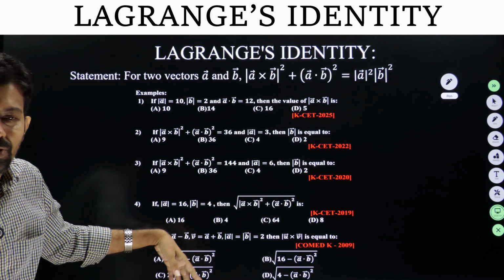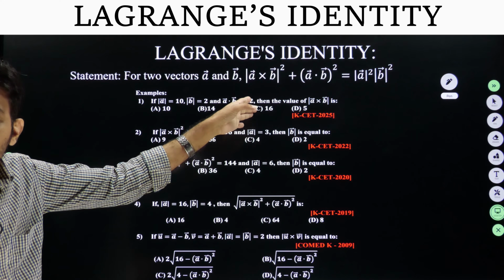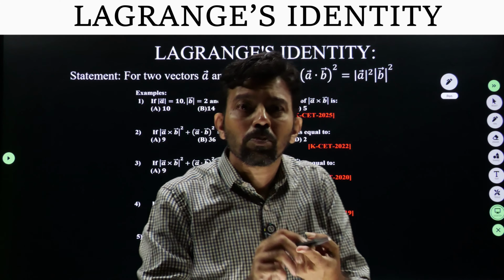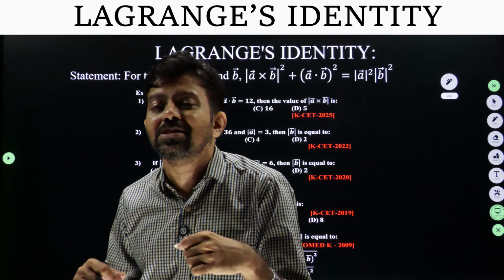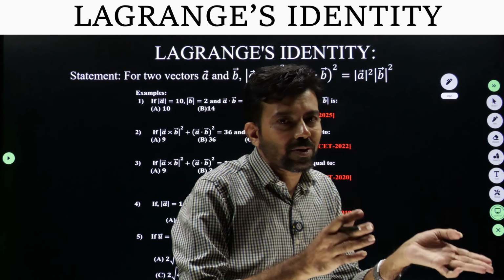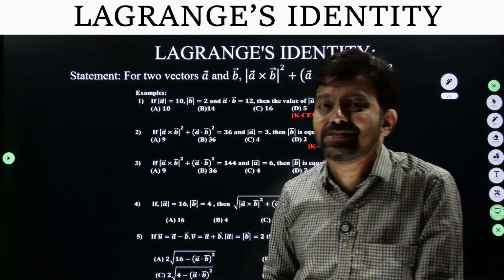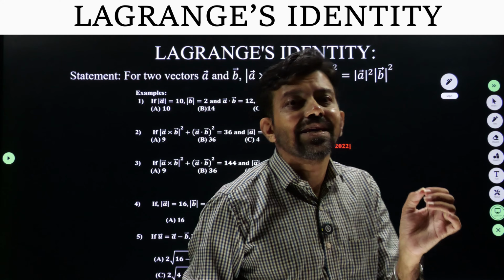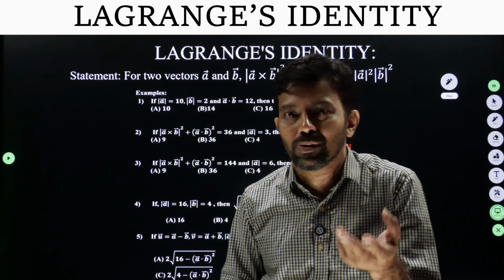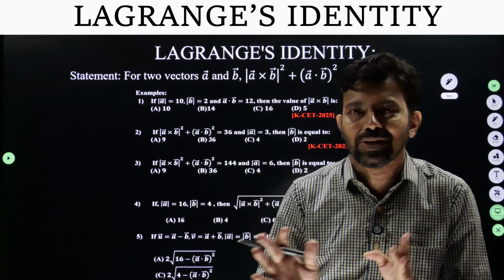5 questions are shown here. I'll give the proof of this. This is the identity connecting both the dot product and cross product of the two vectors. We know the definition of the dot product or the scalar product of two vectors: A dot B is equal to magnitude of vector A into magnitude of vector B into cos theta. Theta is the angle between vector A and vector B. We know that theta lies between 0 and pi, including 0 and pi.